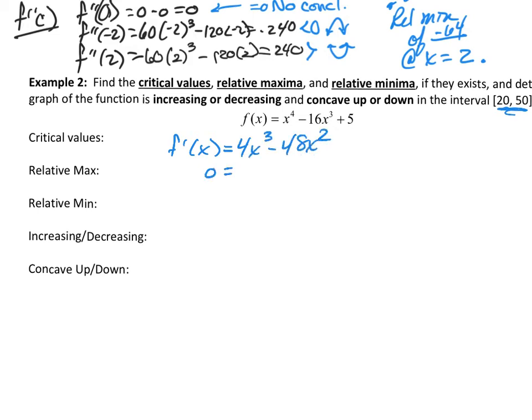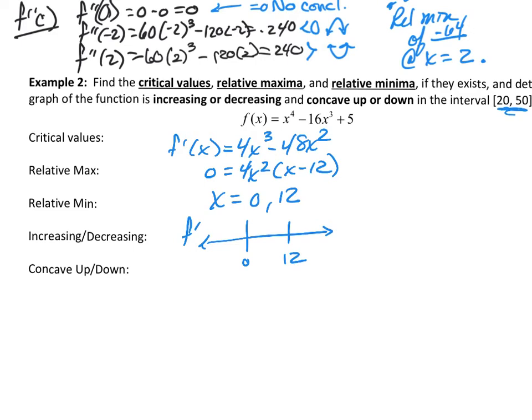Set it equal to 0. We're in the search for critical values, so you're going to factor. Check your factoring by going backwards. So x is 0 and x is 12. These are the critical values. Let's test them.